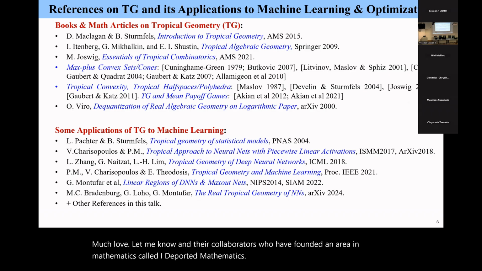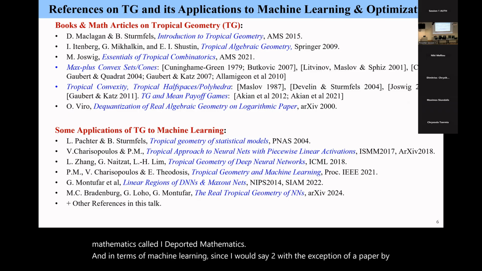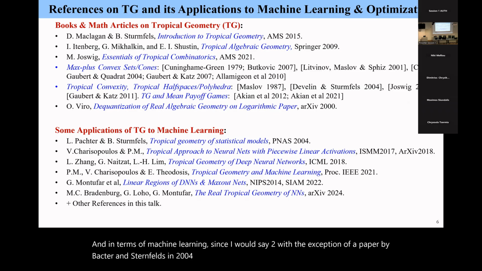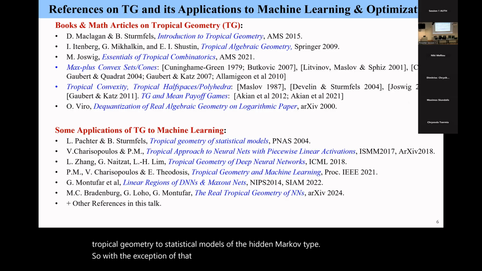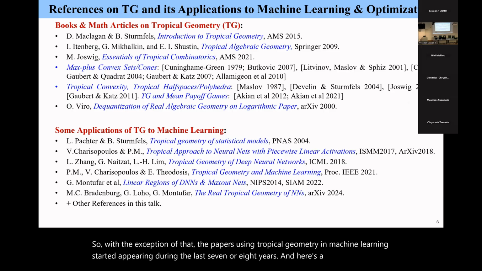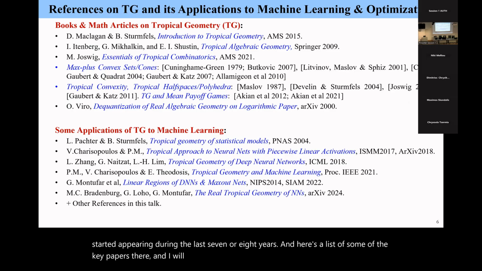And in terms of machine learning, with the exception of a paper by Pachter and Sturmfels in 2004, which dealt with the first application of tropical geometry to statistical models of the hidden Markov type, the papers using tropical geometry and machine learning started appearing during the last 7 or 8 years. And here is a list of some of the key papers there. I will be mentioning some ideas and results from these papers during this tutorial.